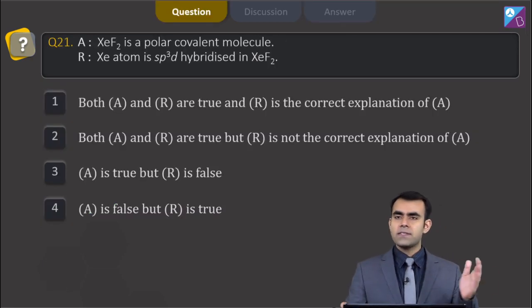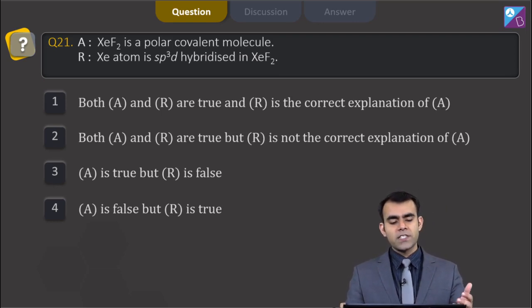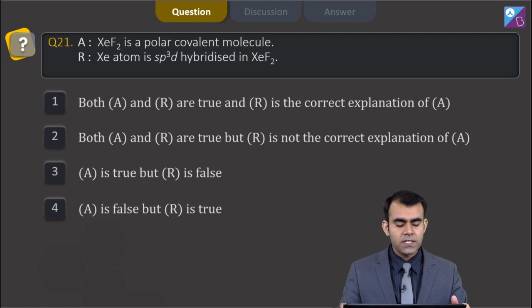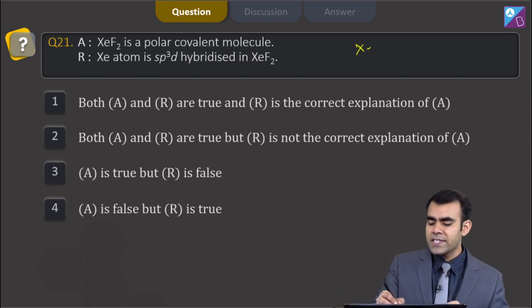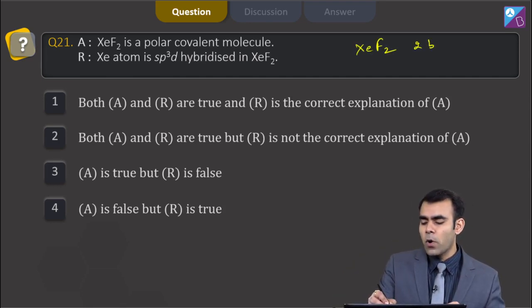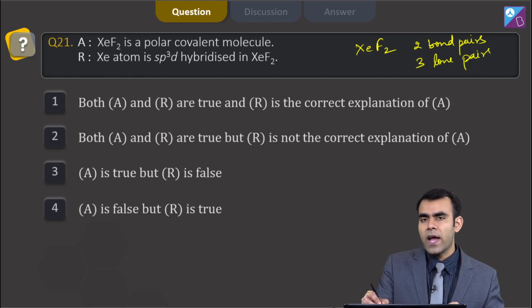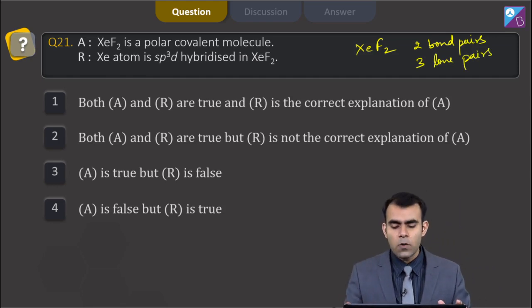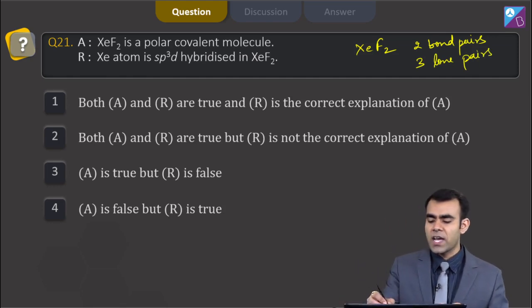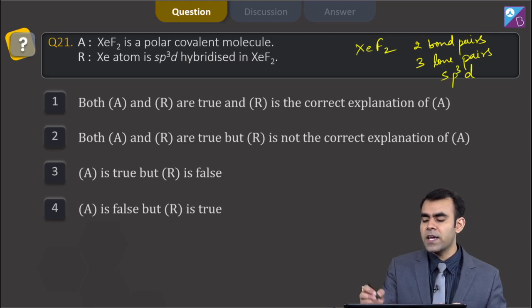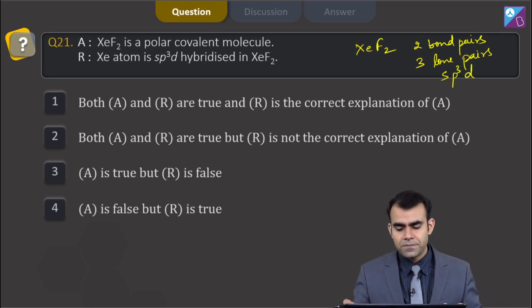Now the next question is again the assertion and reason type. Let's talk about the assertion first. XeF2 is a polar covalent molecule. Now what is the hybridization of XeF2? We know in XeF2 we have 2 bond pairs and 3 lone pairs. As we have 2 bond pairs and 3 lone pairs, the hybridization is sp3d, that is trigonal bipyramidal.